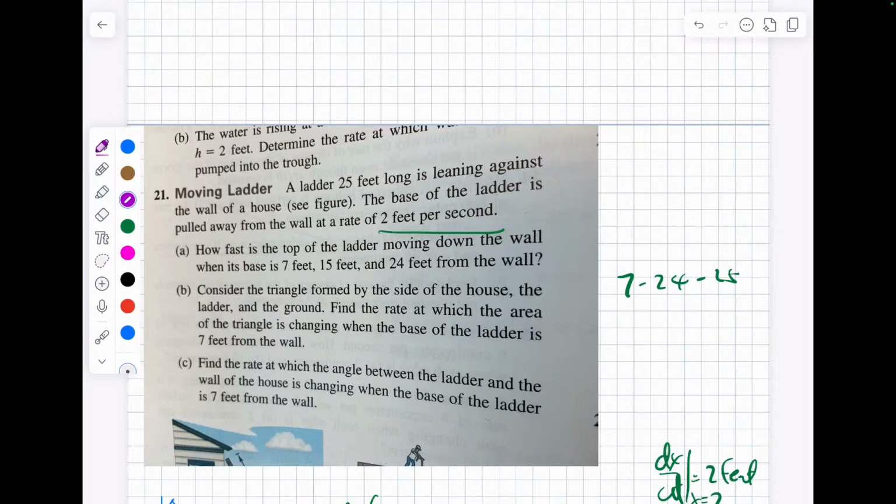All right, so we're going to look at this question, a moving ladder. There are 3 parts of the question. We're not going to be able to finish all of it, but we're going to finish the first part: to find out how fast the top of the ladder is moving down the wall when the base is 7 feet, 15 feet, and 24 feet.